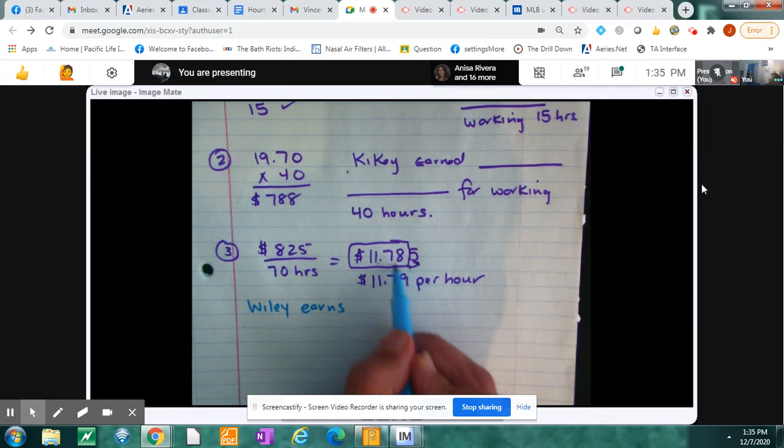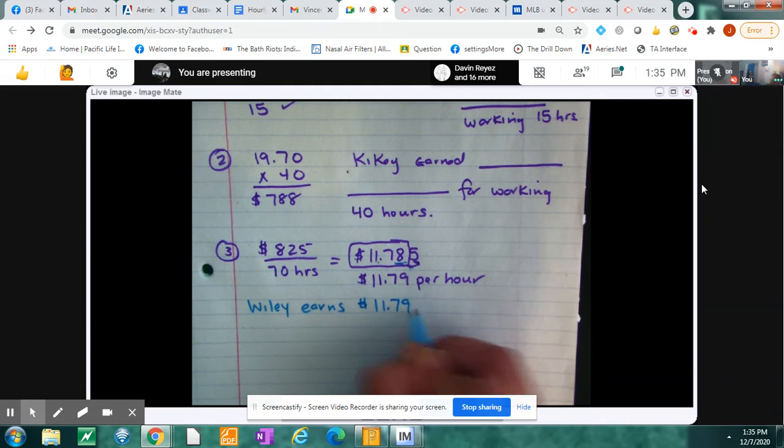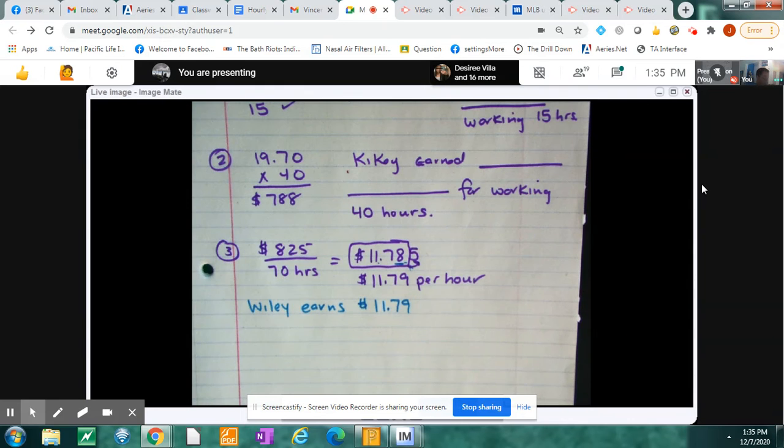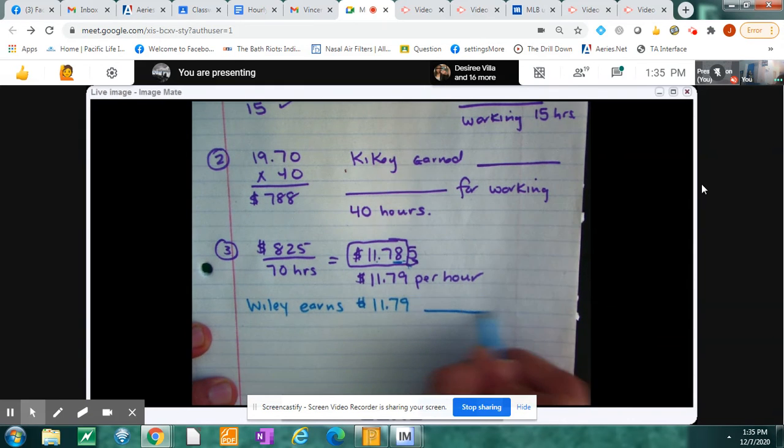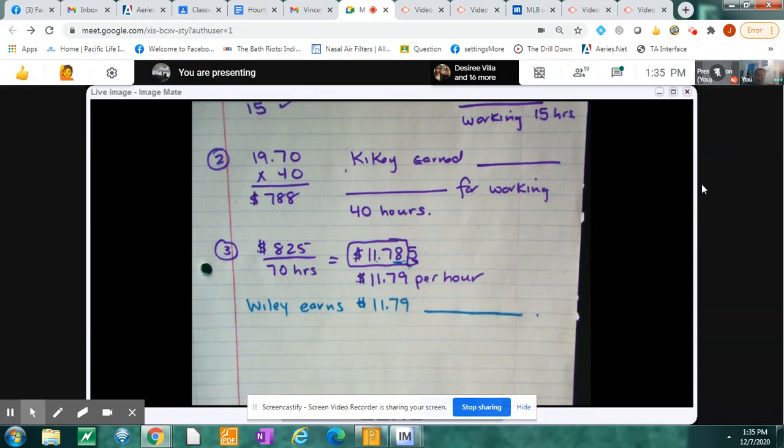So $11.79. Okay. So Wiley earned $11.79 for working 70 hours. All right. So then you write the whole sentence. I'm not going to write the whole sentence. You just add the numbers and so forth. Okay. Number 4.